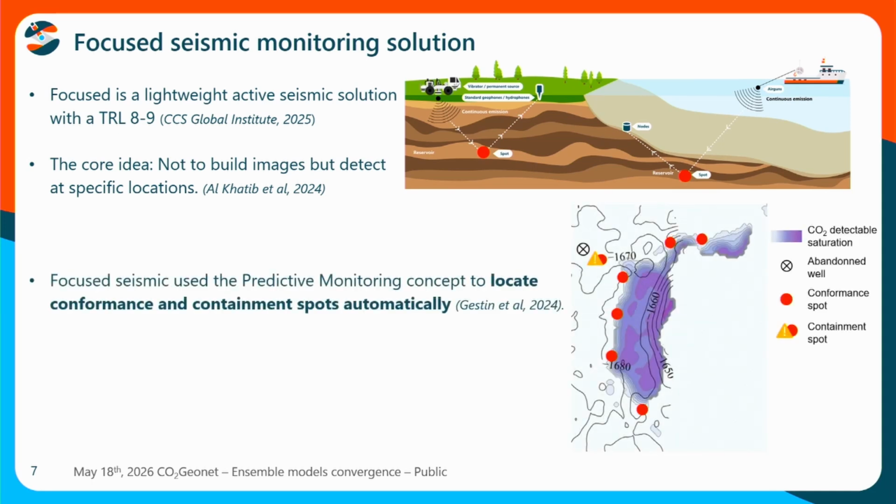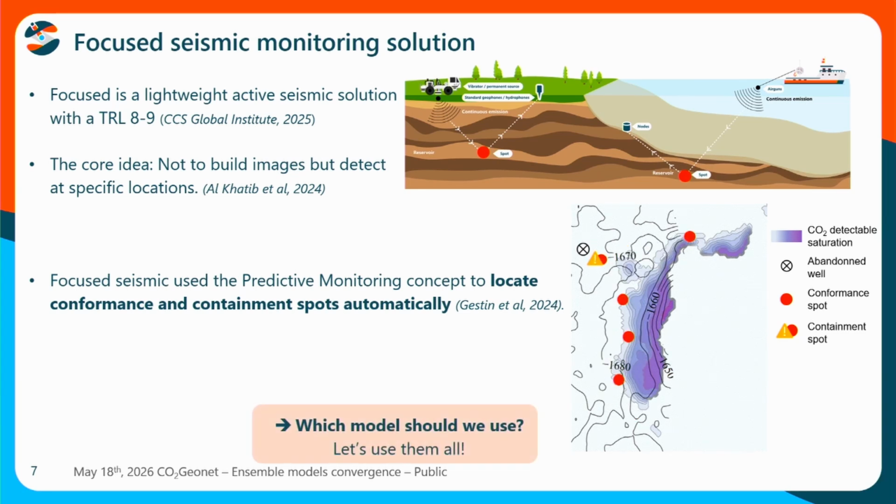Now, how can we locate these red spots that you can see on the map and on the section view? We are using what we call the predictive monitoring. To know where to locate containment and conformance spots, we are using the risk assessment study for the containment, when you have abandoned wells and potential leaks. And we are using the output of the model to know where to locate the conformance spot and when we should monitor the CO2 plume extent. But in this case, we've been using mostly the P50 scenario. So now we want to use them all.